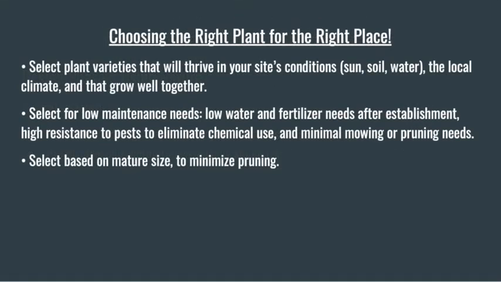Some tips on how to choose: select plant varieties that will thrive in your site's conditions, sun, soil, and water, the local climate, and that grow well together. Select for low maintenance needs, low water and fertilizer needs after establishment, high resistance to pests to eliminate chemical use, and minimal mowing or pruning needs. Select based on mature size and minimize pruning.